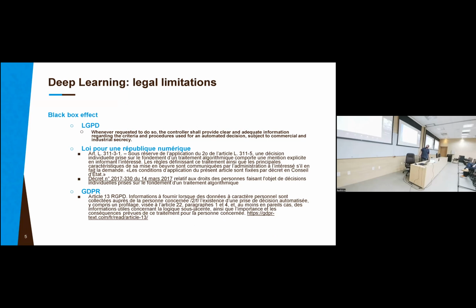I will go quickly for the legal limitation, but in Europe and in France, we have some laws that request us to provide explanation when an algorithm has taken some decision. And I've seen that in Brazil, you have the LGPD law, and I have seen this sentence. Whenever requested to do so, the controller shall provide clear and adequate information regarding the criteria and procedures used for an automated decision subject to commercial and industrial secrecy. And I understand that you also need explanation by looking at this sentence.